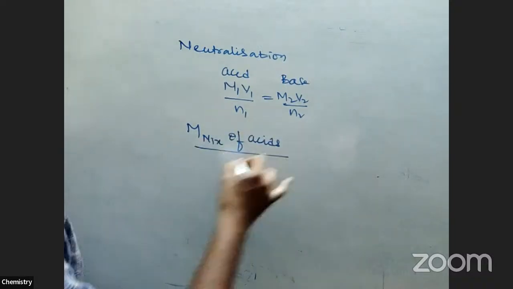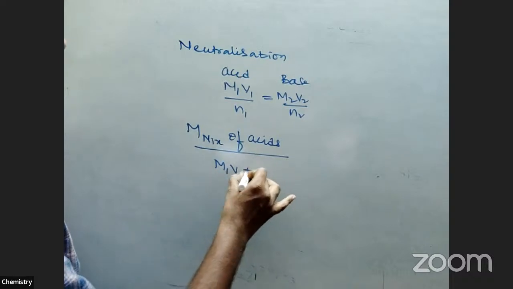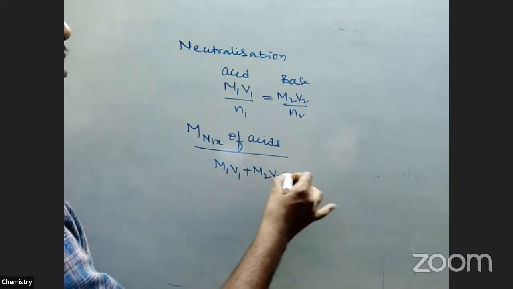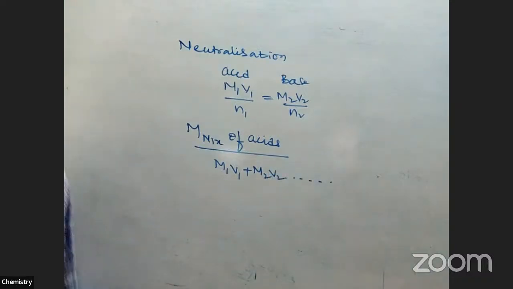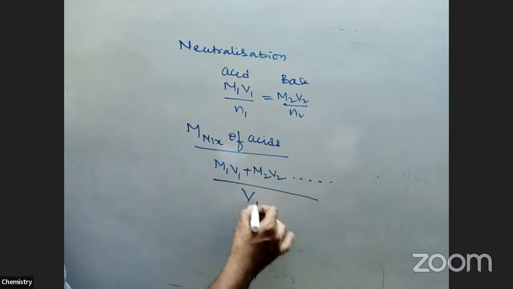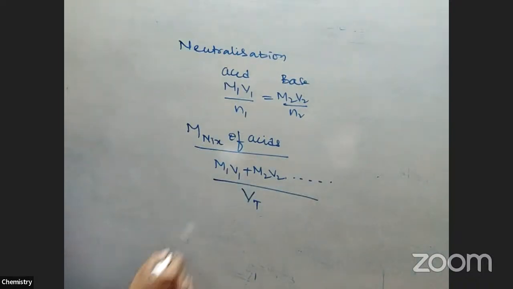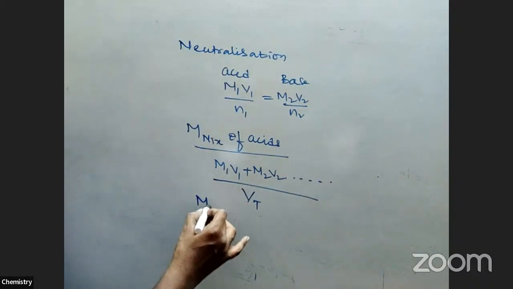And the next is, what is the molarity of a mixture of acids? How to find out? M1 V1 plus M2 V2 and so on, by total volume of solution. Here M1 V1 is the initial molarity and volume, M2 V2 is the second acid molarity and volume, and so on.